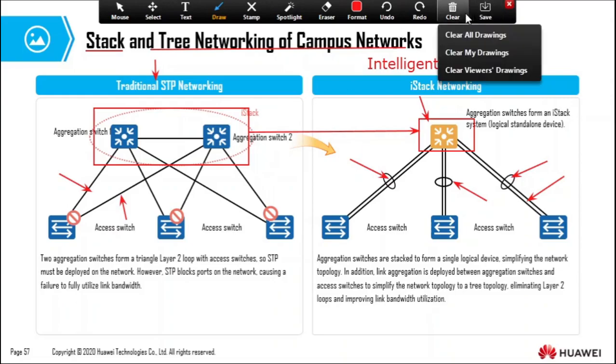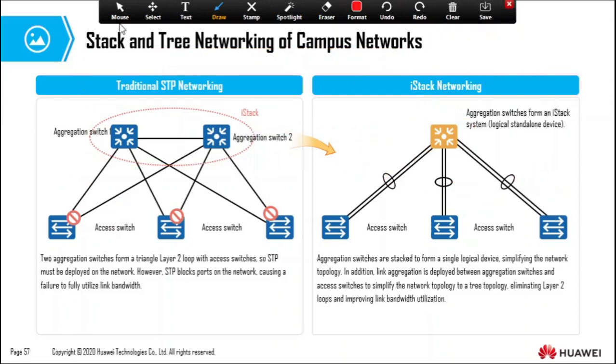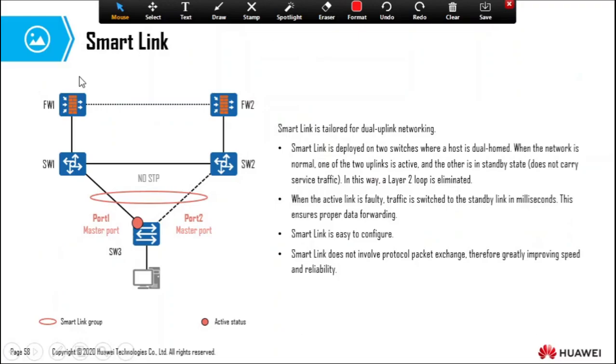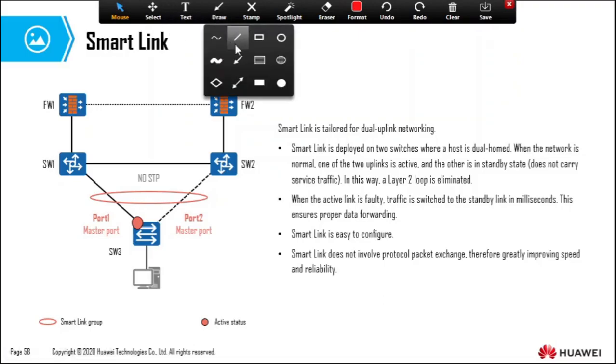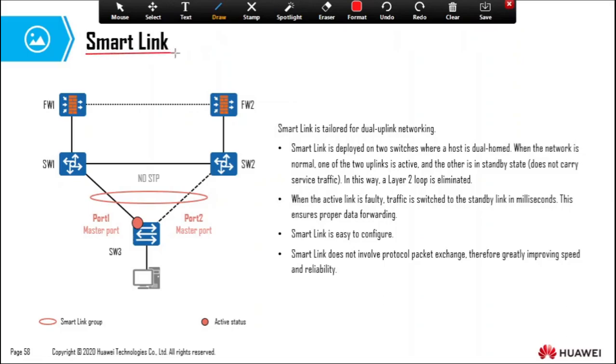That is what we call the intelligent stack technology, where you can combine devices or links into single logical links. So that's the other solution, iStack. iStack is a solution to loops, layer 2 loops. Are we together? Other than STP, RSTP, MSTP, iStack is a solution to loops. The other solution to loops is what we call Smart Links.